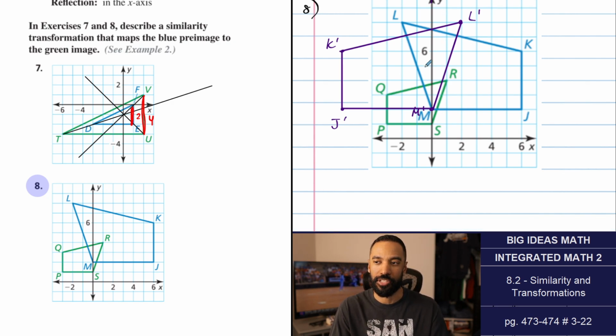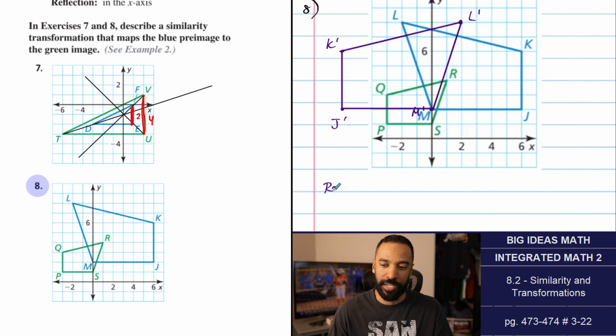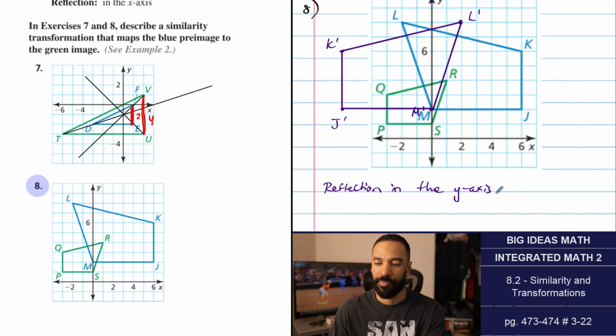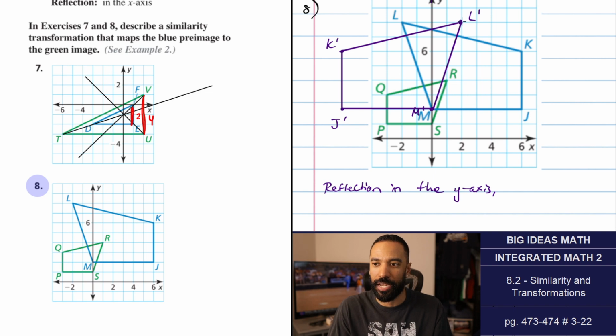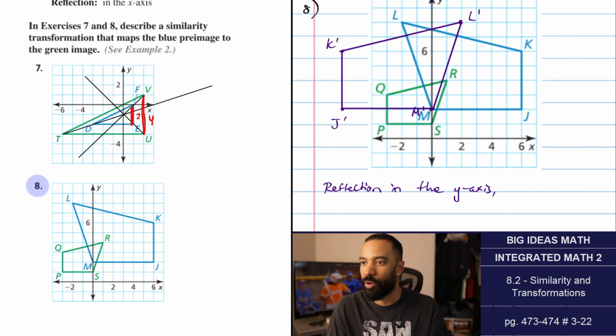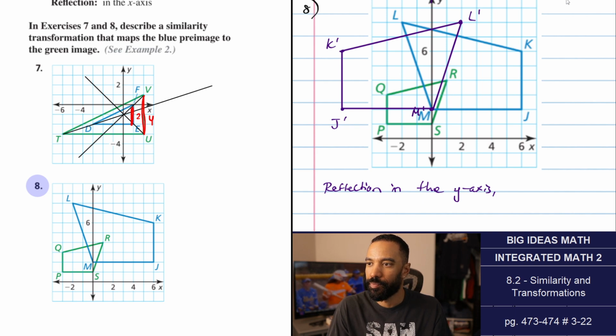So the first thing I want to say is reflection in the y-axis. Okay, that's the first part. And then what? Here's the dilation part. Now we can actually draw lines to parts that would correspond. L prime goes with R.